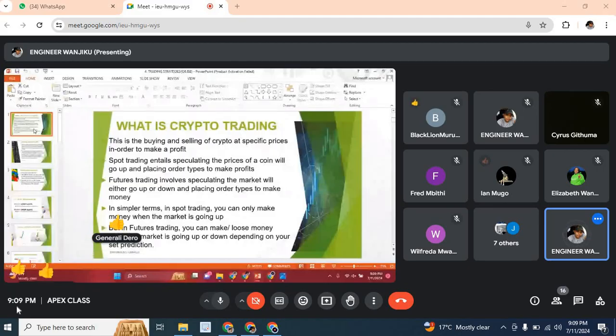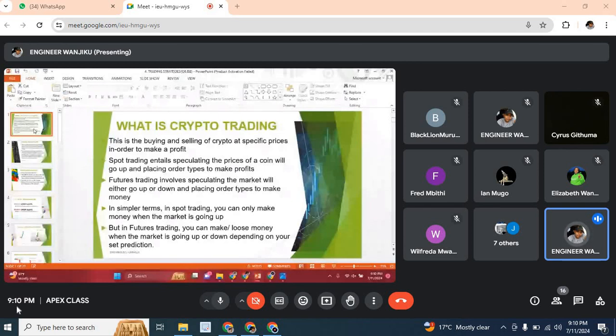Okay. So we'll move straight to what you're supposed to cover tonight. And tonight we're going to cover 2 types of POIs. POIs, remember I said we're going to look at POIs, which is points of interest. So tonight we're going to cover what we call the order blocks and the breaker blocks. But before we go straight into that, what is crypto trading?